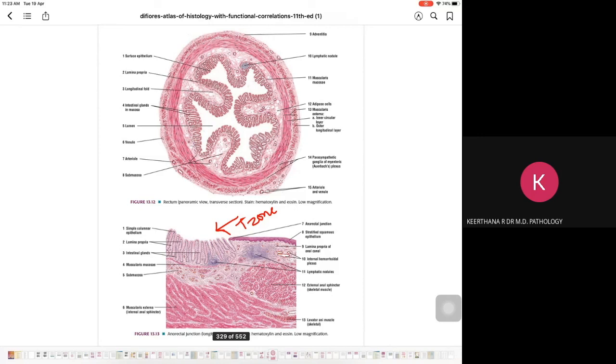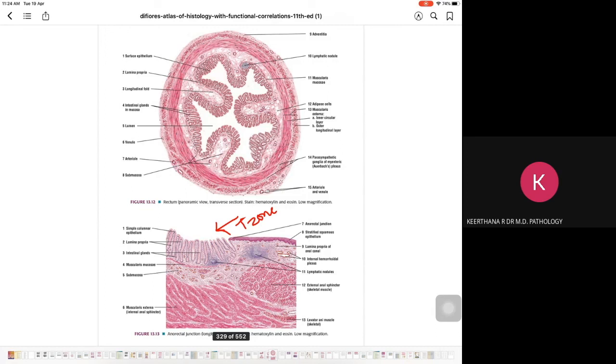Why do they call it adventitia rather than serosa? Sir, there is no mesothelial cells lining that. The rectum is part of it intraperitoneal and part of it retroperitoneal or extraperitoneal. The extraperitoneal rectum won't have the mesothelial cells. That's why it is called adventitia.